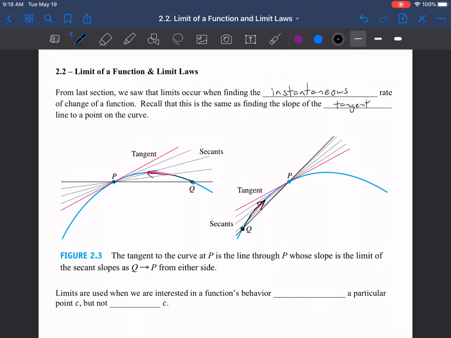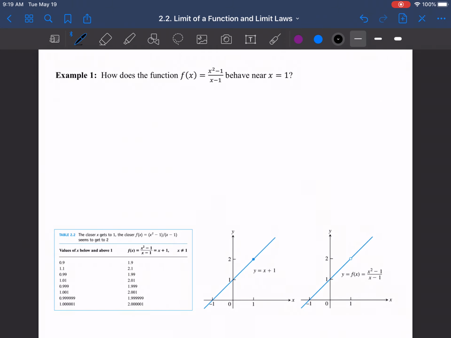Limits are used when we are interested in a function's behavior near a particular point C, but not at C. Okay, and I'll explain how that is useful in just a second. So let's take a look here.